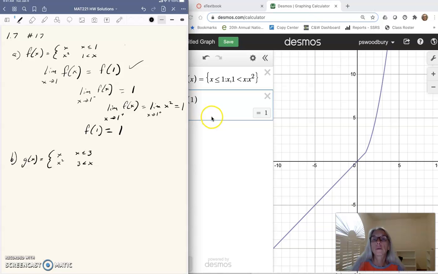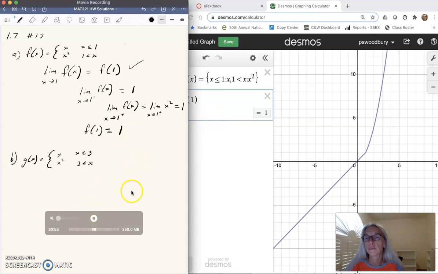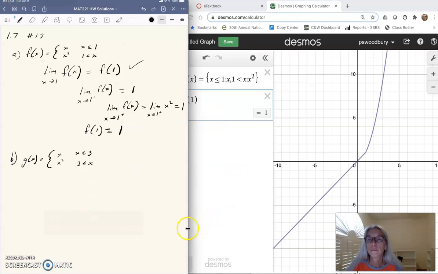So now let's go over and look at B. I don't know why that keeps popping up like that. Let's see. When I go over and look at the second part here, this time, again, I know that when x is less than or equal to 3, I have a continuous function. If x is greater than 3, I have a continuous function. But what's happening right at x equals 3?